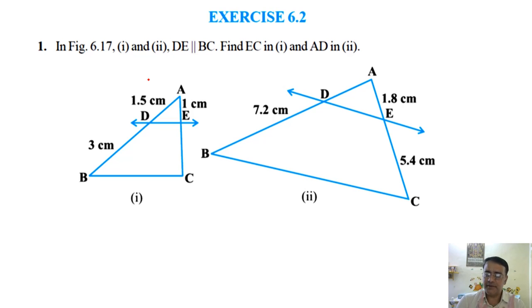What is the converse of the basic proportionality theorem? If a line divides any two sides in the same ratio, then it is parallel to the third side. Okay, so here DE parallel to BC is given and we need to find EC. So by basic proportionality theorem, what will you get for this first figure?